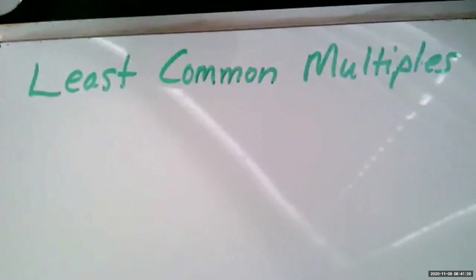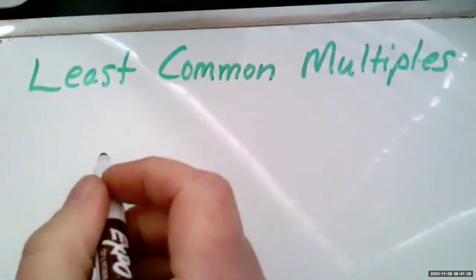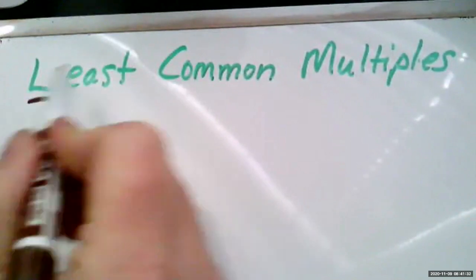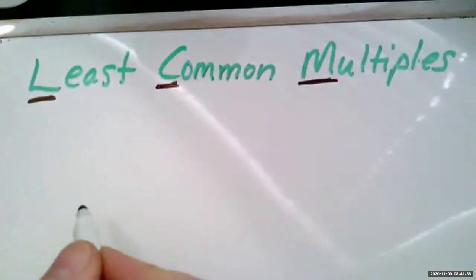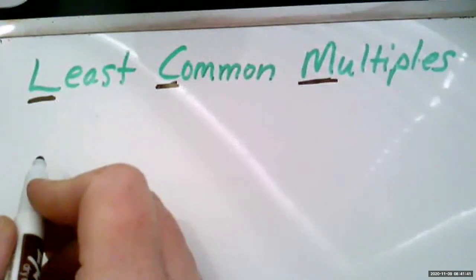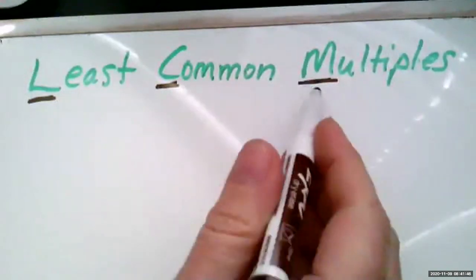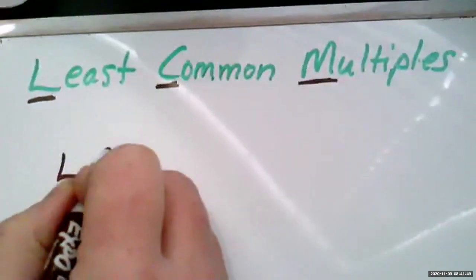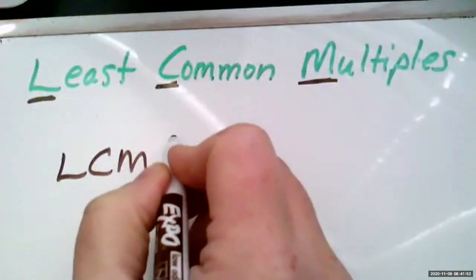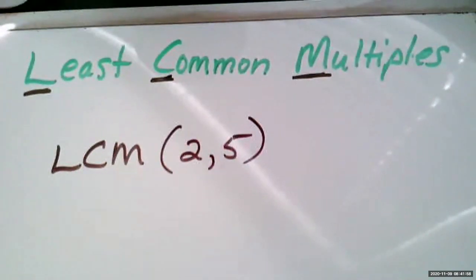But let me flip on over here to my whiteboard, my favorite little whiteboard: least common multiples. We always like to abbreviate things, so we're going to have the LCM. Today we're going to talk about the LCM, the least common multiple of two numbers. The numbers that we're going to use today only go up to 12, because you should know your multiples. If I said find the least common multiple, or the LCM, of 2 and 5, I'm going to start off with one of the more basic ones.